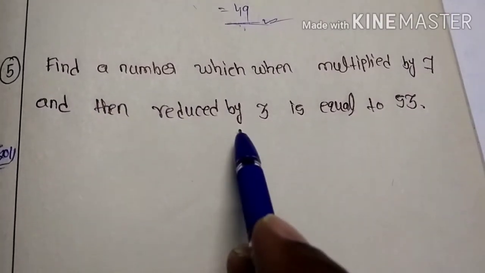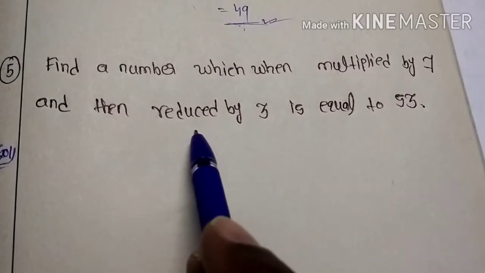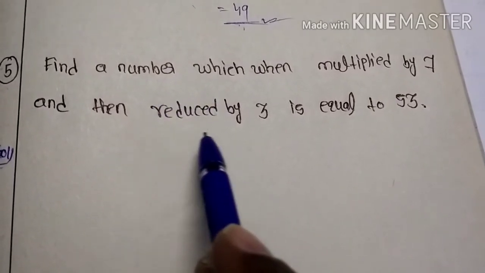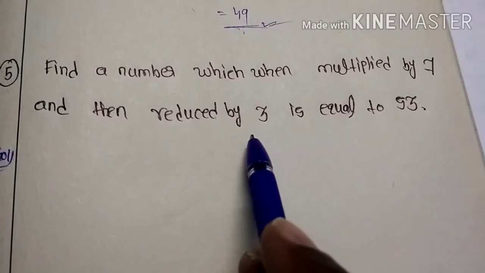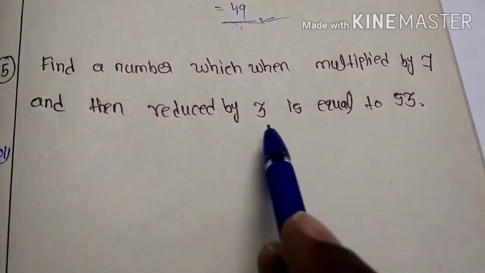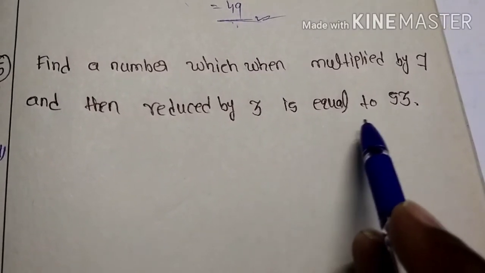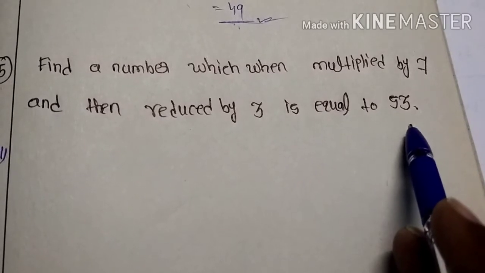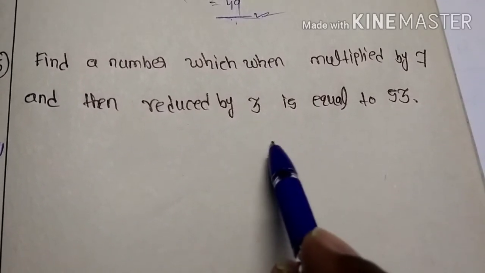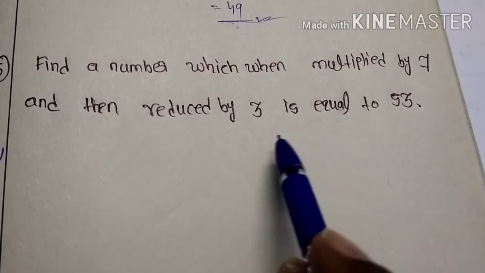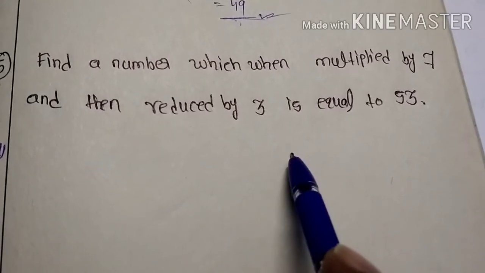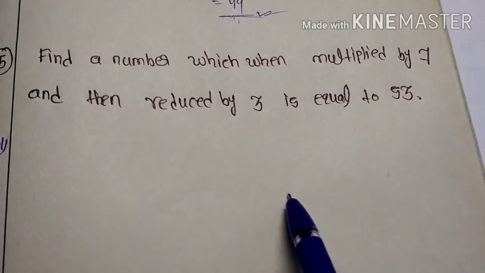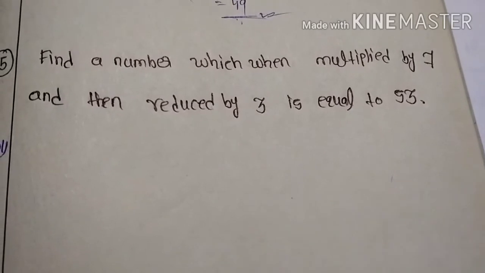And then reduced by 3, that means 7x. Reduced means subtraction, 7x minus 3. 7x minus 3 is equal to 53. You know that 7x minus 3 is equal to 53. This is a simple equation or not? Yes, from here onwards you can do the remaining problem as in previous exercise problems.